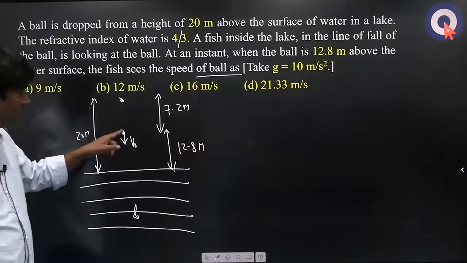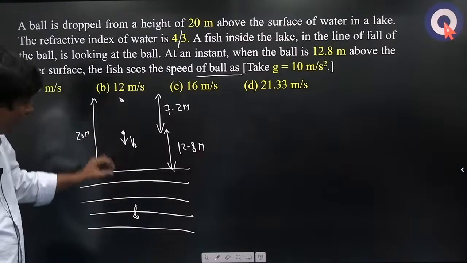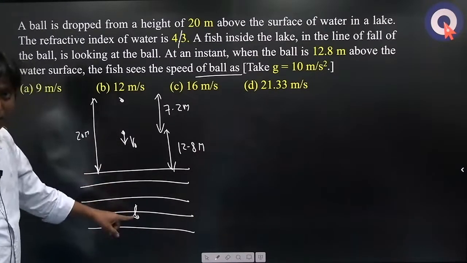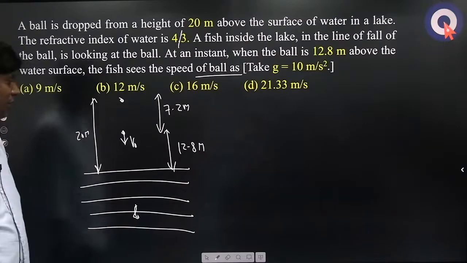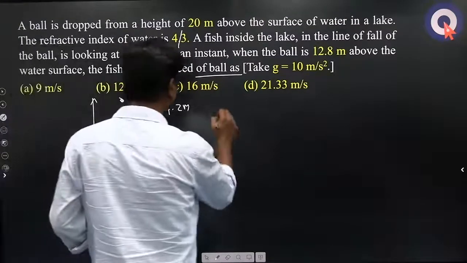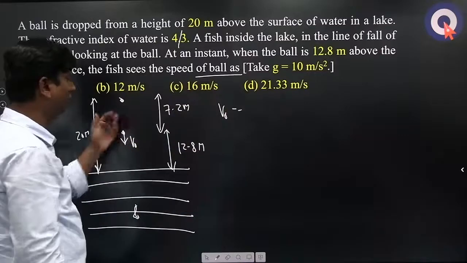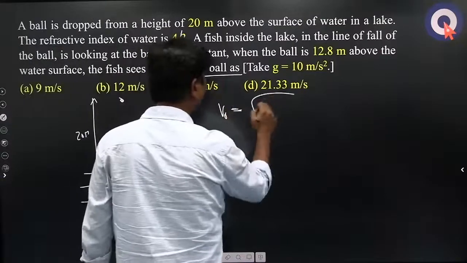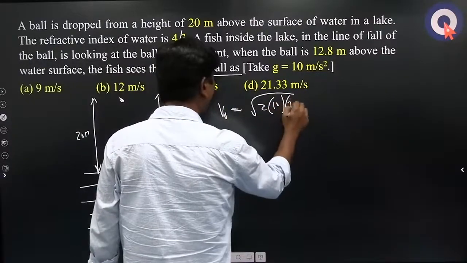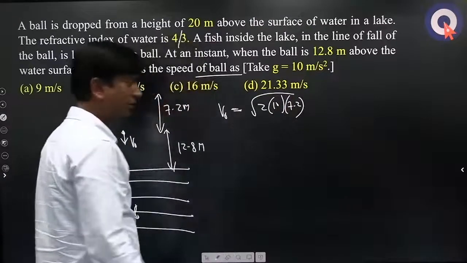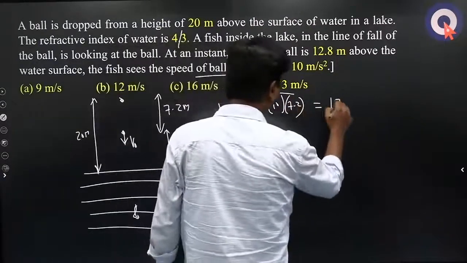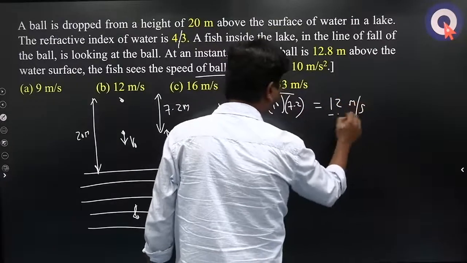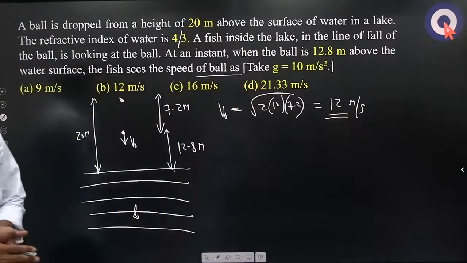Once you know the velocity of the ball, accordingly you can find the velocity of the ball as observed by the fish. That is the question for us, right? So let us find the velocity of the ball. Since it is falling from rest, you can use root of 2gh. So 2 into g, 10, h is 7.2. So here it will be 144, under root, 12 meters per second. That is the velocity of the ball.